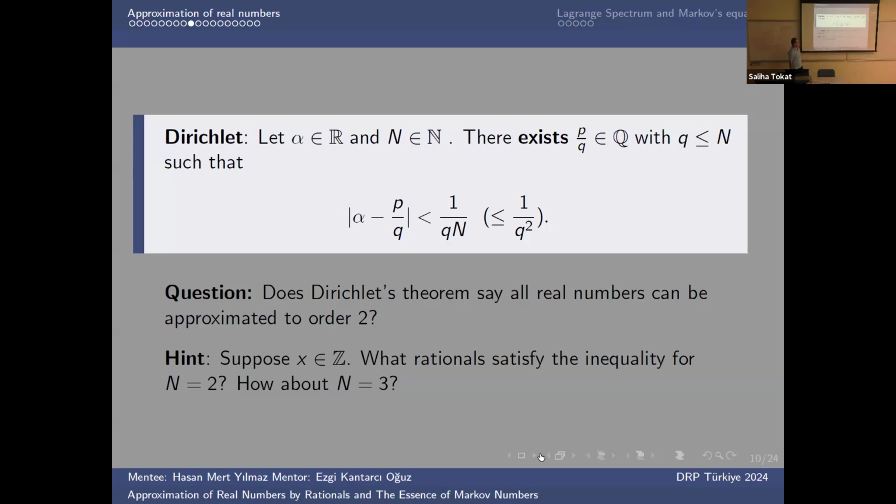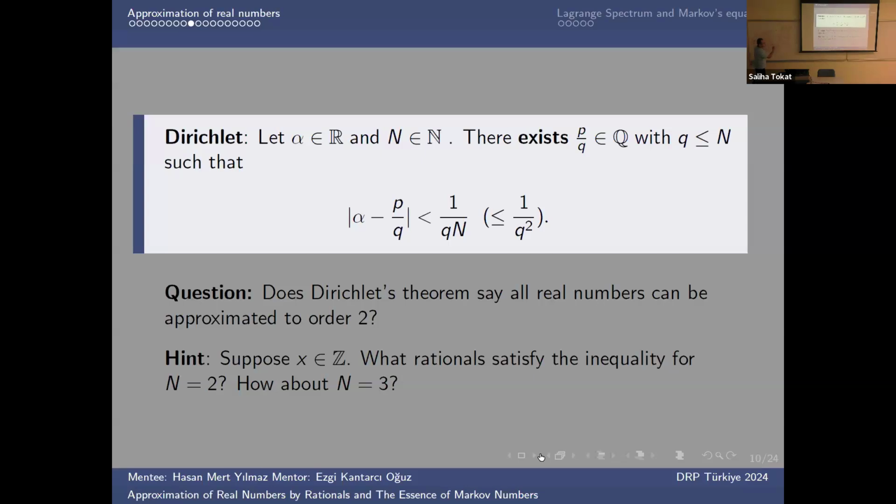A question: does the Yılmaz theorem say all real numbers can be approximated to order 2? This means, can we find infinitely many such rationals? A hint, of course: if alpha, in this case x, is an integer, what rationals satisfy the inequality? How many rationals? We can calculate if you want to try. Maybe I can try.